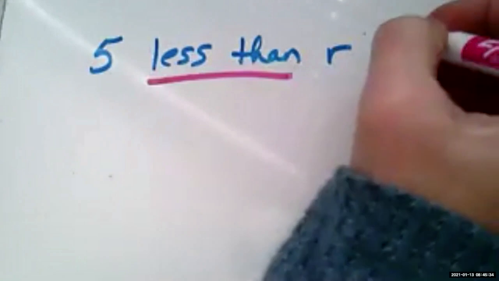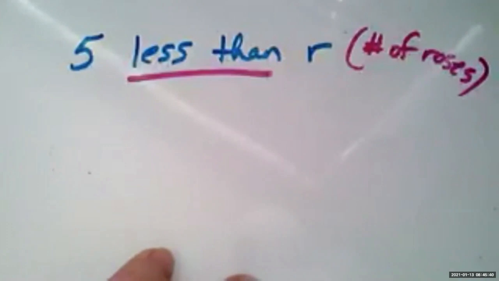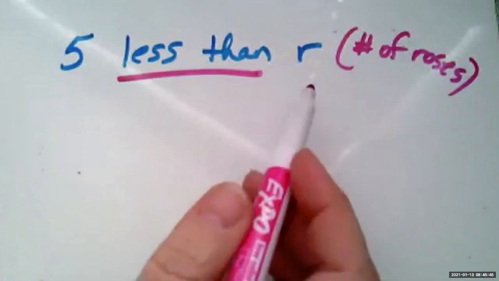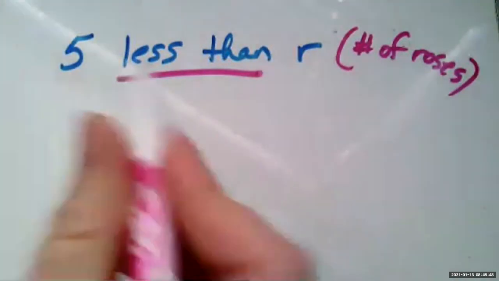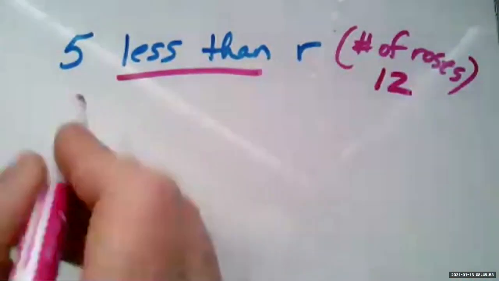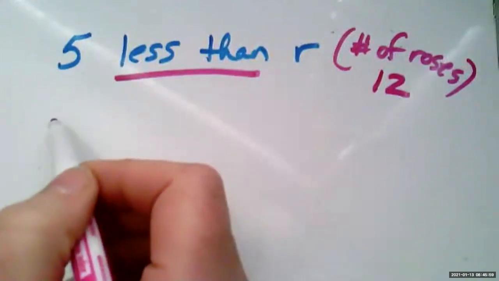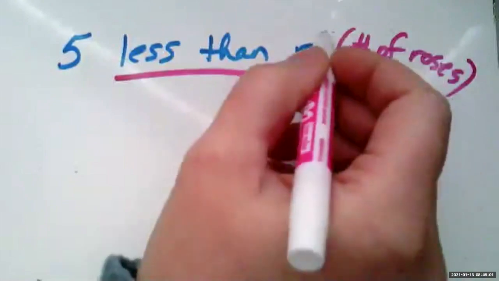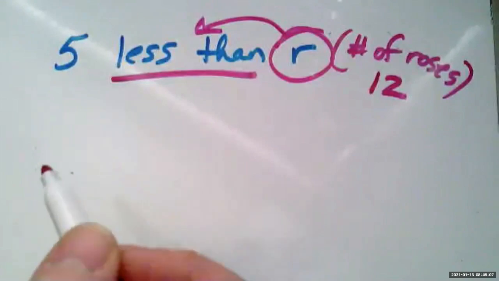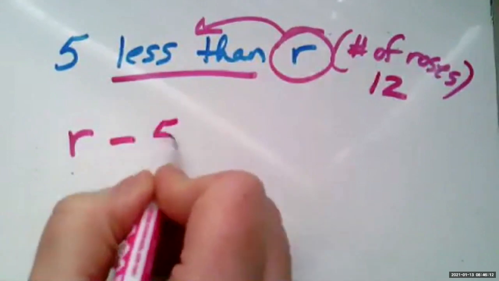5 less than R. If R stands for a number of roses, Valentine's Day I think is the next holiday that we celebrate. So if I have some number of roses, let's say I have a dozen roses. A dozen roses, of course, is 12 roses. So let's say R stands for 12. I have 12 roses. You have 5 less than me. You have to start with what you have first before you can go less than. So in this instance, you're actually reading the problem almost backwards. You have to think, what am I starting with? I'm starting with R, and then I can subtract the 5.